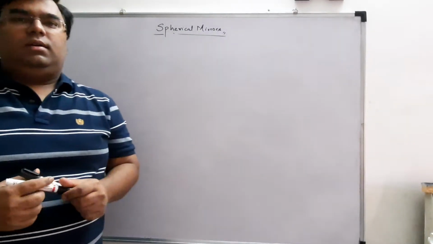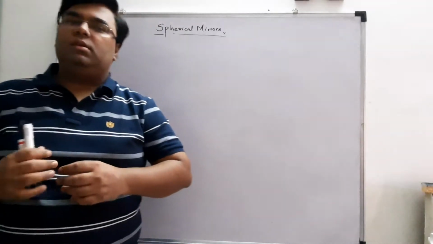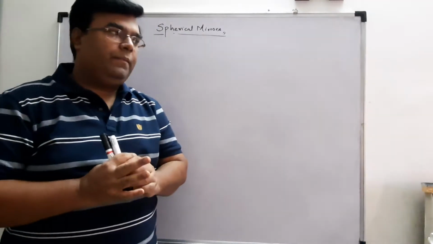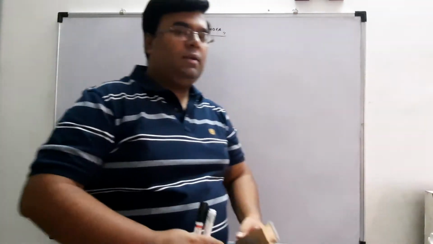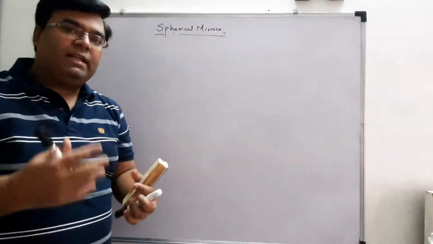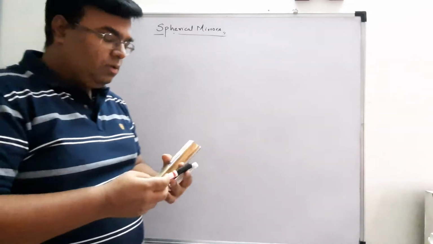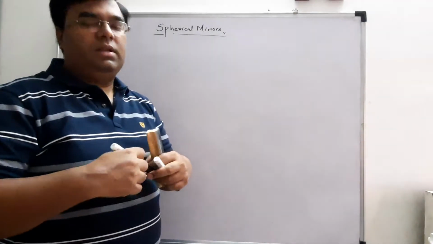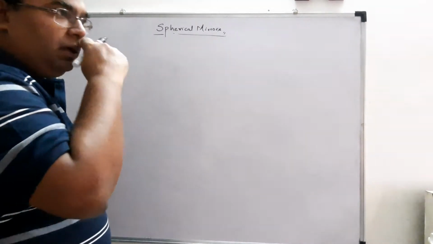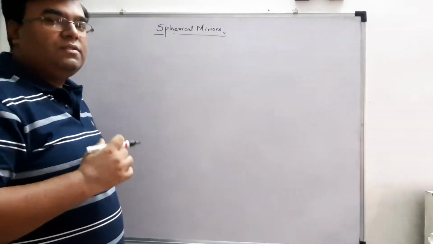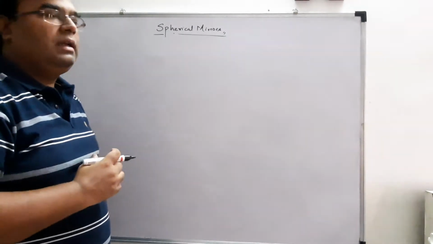Hello students, today we are going to learn about spherical mirrors. Mirrors, as we all know, are objects which reflect light. So what are spherical mirrors? Spherical mirrors are basically mirrors formed out of spheres or spherical glasses.